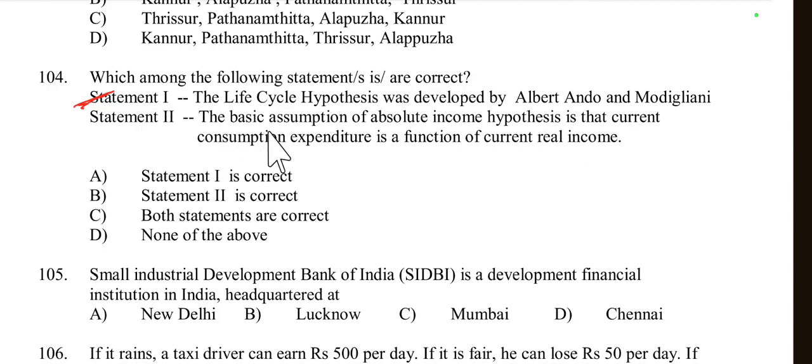Then statement 2, the basic assumption of the absolute income hypothesis is that current consumption expenditure is a function of current real income. This is also right according to Keynes. Keynes says that current consumption expenditure is a function of current real income. According to this hypothesis, individuals' consumption levels are directly related with their current income level. So statements 1 and 2 both are correct. So option C is right here.